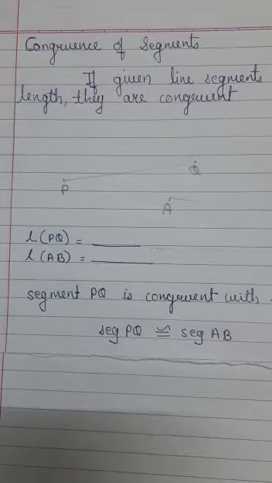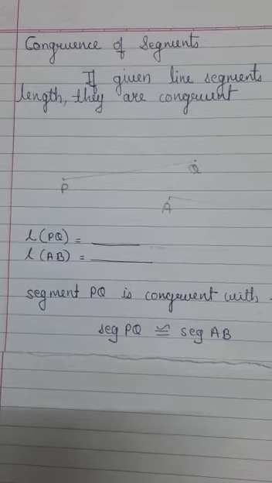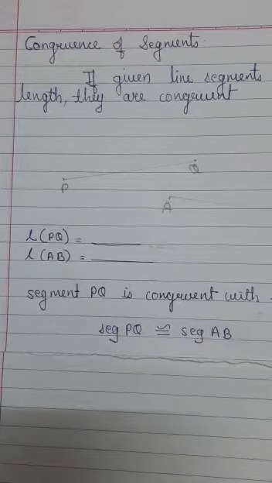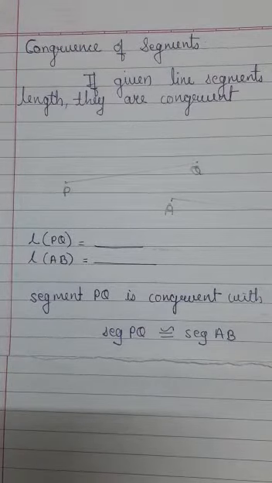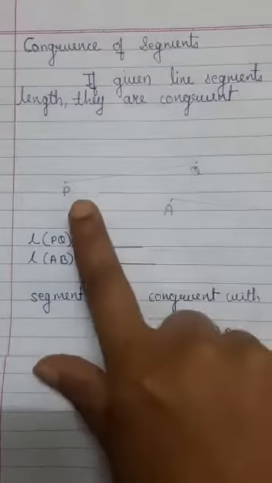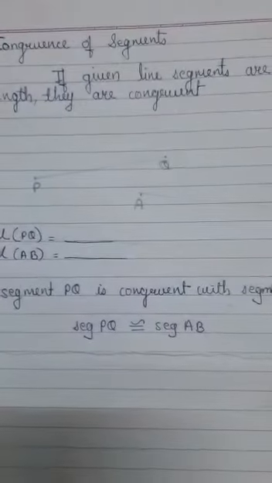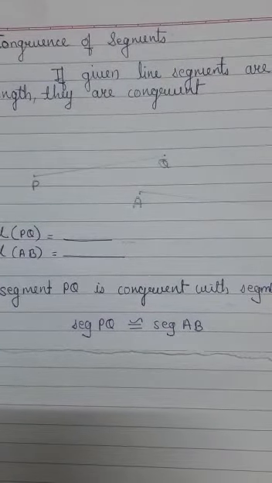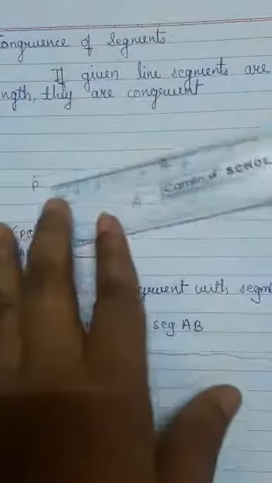Congruence of segments. So let's see first what we mean by congruence. If given line segments are equal in length, they are congruent. Now I have drawn here two segments, seg PQ and seg AB. So let's see the measurement of these two segments using a scale.